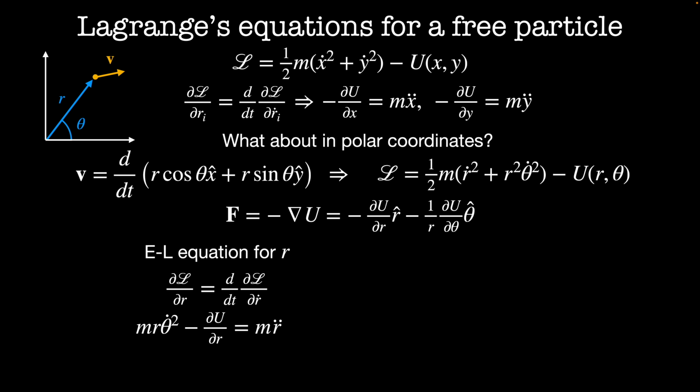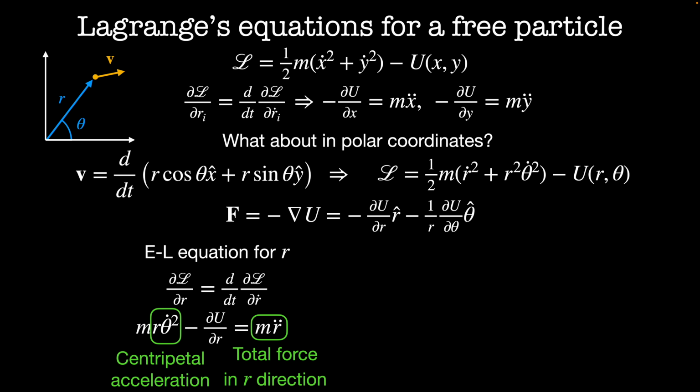This is telling us that mass times the centripetal acceleration r theta dot squared, minus du by dr, is equal to m r double dot, which is the total force in the r direction. So the centripetal force minus the force coming from the potential in the r direction is equal to the total force in the r direction.